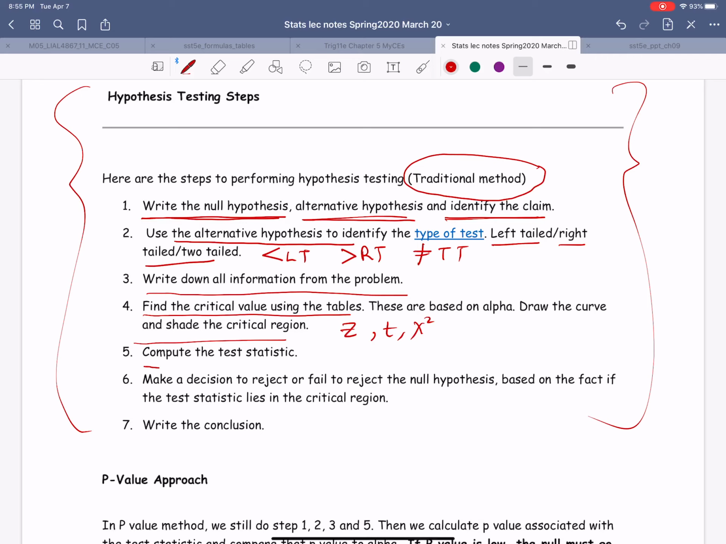Next step is compute the test statistic. The formulas are on page 238. Next step, make a decision to reject or fail to reject the null hypothesis if the test statistic lies in the critical region. Finally, write your conclusion.